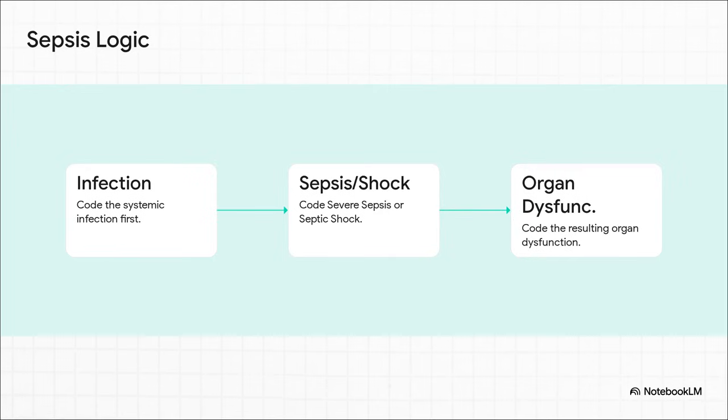So, what happens when these respiratory infections escalate? Well, when pneumonia or another infection cascades into sepsis, you must rigidly follow this specific sequencing logic. Step 1, identify and code the systemic infection. Step 2, code the severe sepsis or septic shock. And Step 3, code the resulting organ dysfunction, which in this case is acute respiratory failure. Rigorously following these steps is what secures the correct, compliant MSDRG triplet.